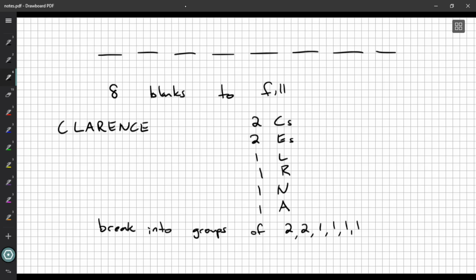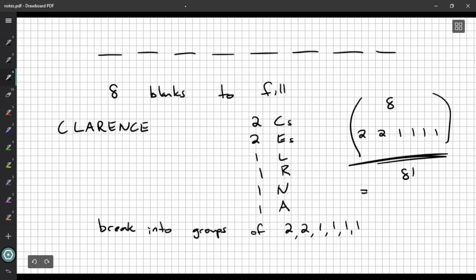Okay, and how do we do that? How do you break a collection into multiple groups? With multinomial notation, of course. Okay. So there's our answer. You can, of course, simplify this.